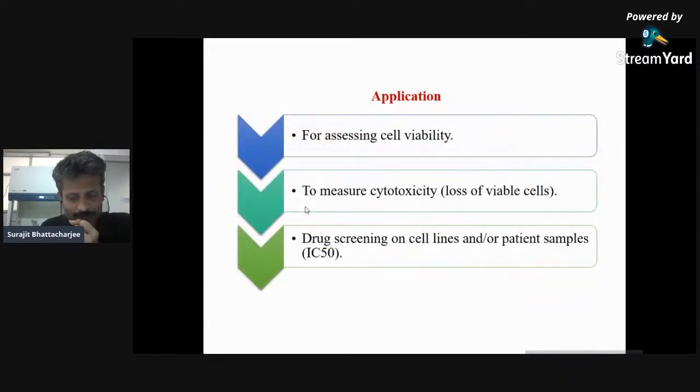The main application of MTT is to check cell viability. We can also measure cytotoxicity: when the viable cell count is low, it means the compound is more cytotoxic. We can use it for drug screening on cell lines and patient samples, and we can determine the IC50 value, the inhibitory concentration 50, which is the concentration at which cell viability falls to 50%, or the loss of cell viability becomes 50%.